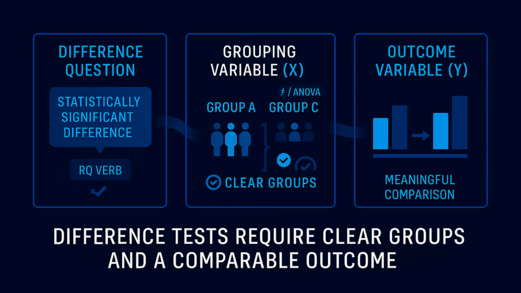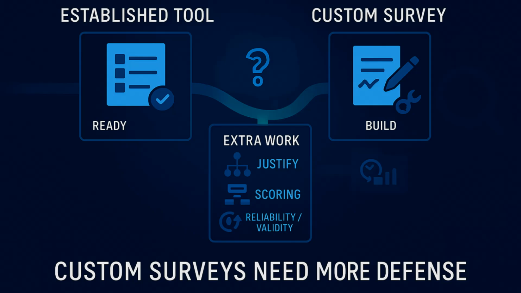If your question uses statistically significant difference and aligns with t-tests or the ANOVA family, you must have a grouping variable that defines groups clearly and an outcome variable that can be compared meaningfully across those groups. If you choose to create your own survey rather than using an established instrument, you take on additional dissertation-level work because you must justify the development, defend the scoring structure, and address reliability and validity in a way that stands up to scrutiny. That is not impossible, but it is a heavier lift, and students should make that choice intentionally.